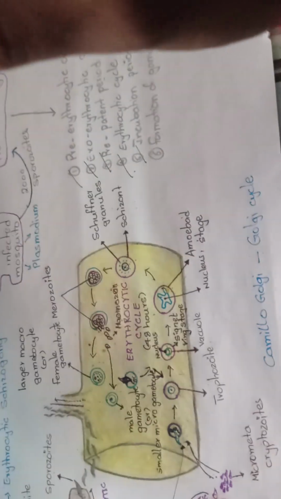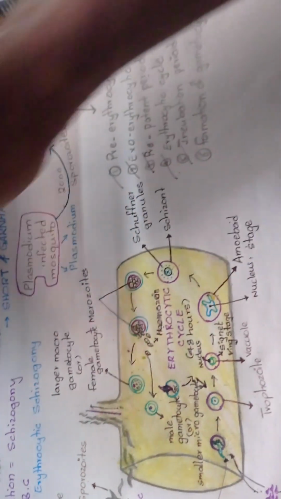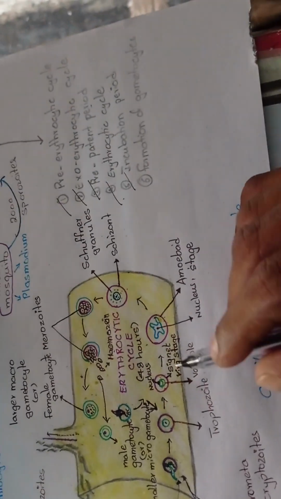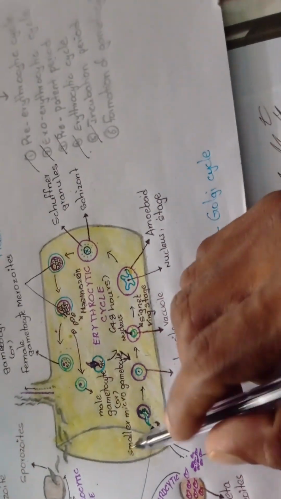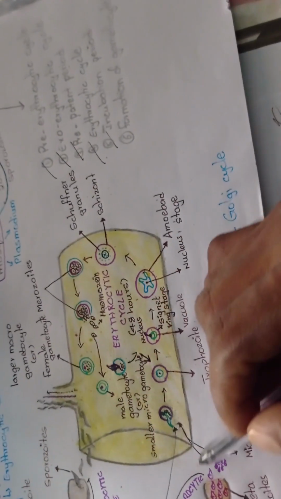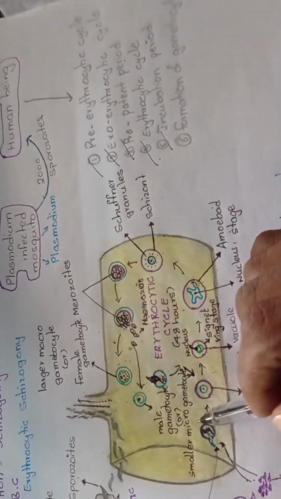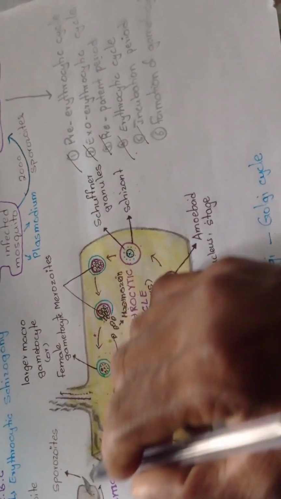What is the incubation period? The period between the entry of plasmodium into the blood in the form of sporozoites and the first appearance of symptoms of malaria in man is called the incubation period.